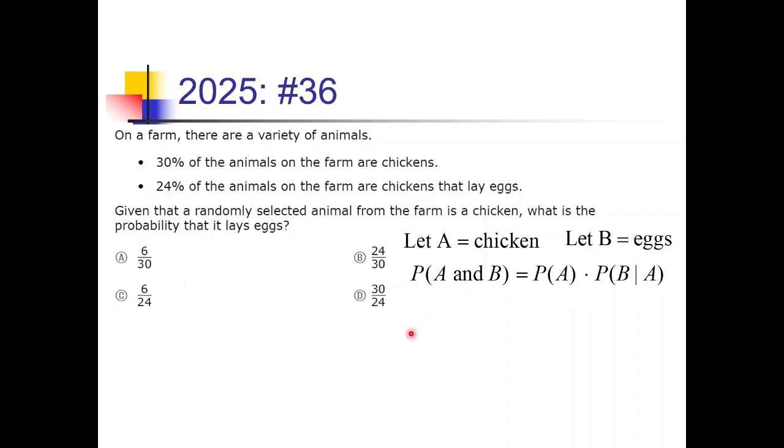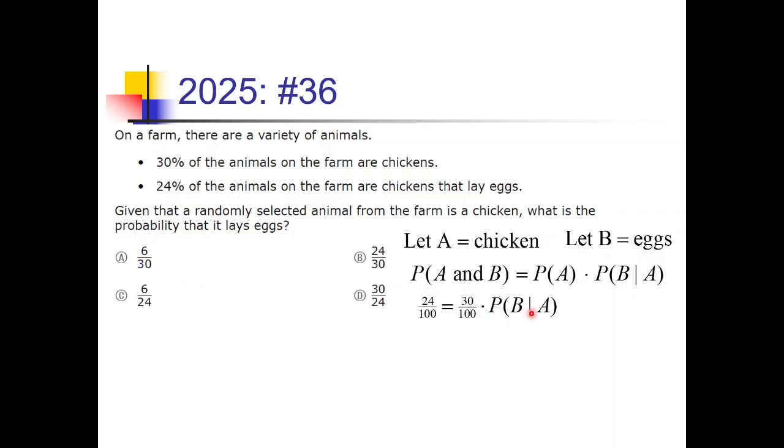Okay, so let's put all this together now and plug some things in. The probability of A and B, that's the probability of basically this 24%. 24% of the animals are chickens that lay eggs. You're meeting conditions A and B at the same time. So that's going to be 24 over 100, I'm going to write that as. And now probability of being a chicken is 30%, so I'm going to write that as 30 over 100. And we're still looking for the probability of B given A. That's this question they were asking here.